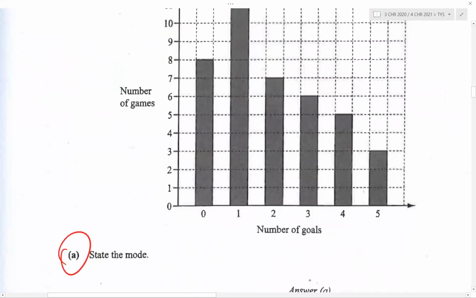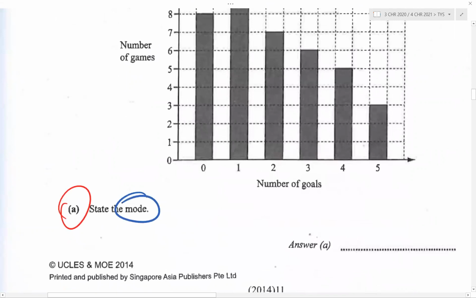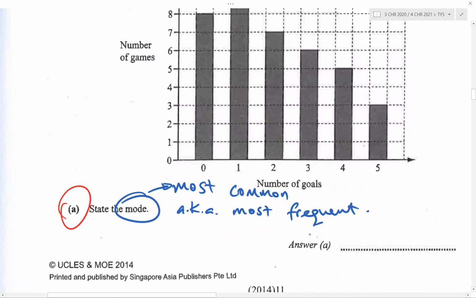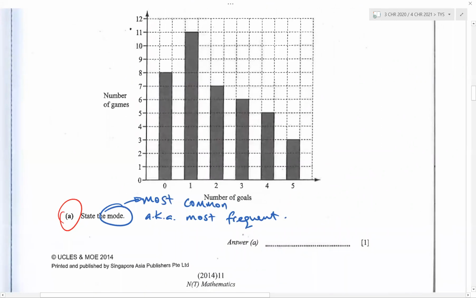Okay, next one. I'm going to go through part A. State the mode. So mode, in your notebook or anywhere that you're writing your notes, write down most common, otherwise known as most frequent. Once you know the meaning of the word mode, then it's easy already. Which one is the mode? Which one is most common? 1. The number of goals, 1. That's the answer.